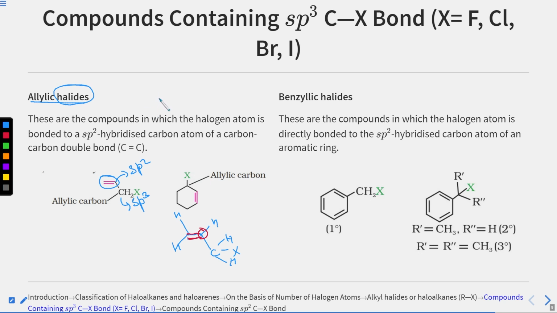It is the same as this haloalkane, we have just made a further classification into allylic, benzylic and alkyl halide. Okay, so this is an example of an allylic halide in which the sp3 carbon which is attached to halogen is instead attached to a carbon which is sp2 hybridized, that is forming a carbon-carbon double bond. Okay, carbon-carbon double bond.